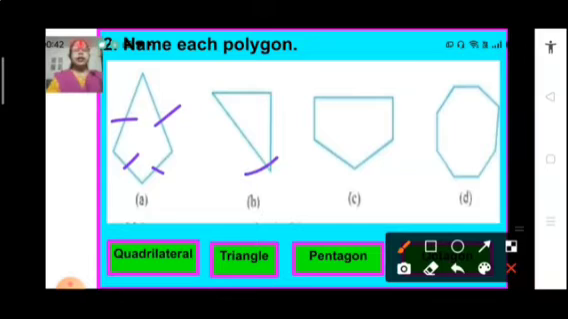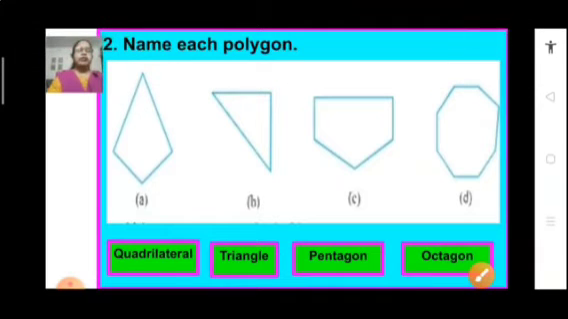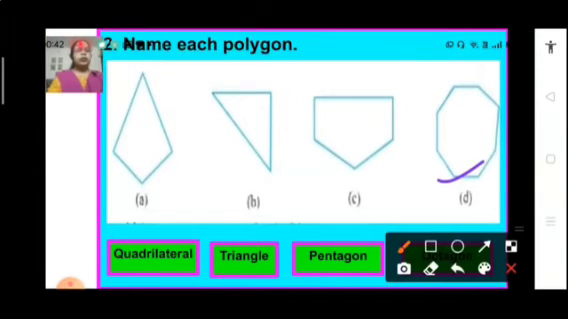Second one is a triangle made up of 3 line segments, a 3-sided polygon. So it is a triangle. And then third one made up of 5 line segments. It's a pentagon having 5 sides. And the last one, D, is having 8 sides. It's an octagon. This one is an octagon.